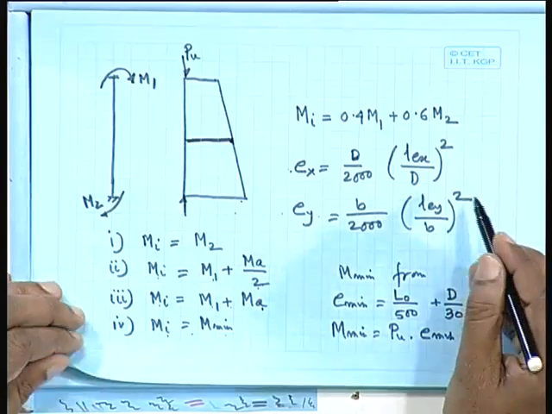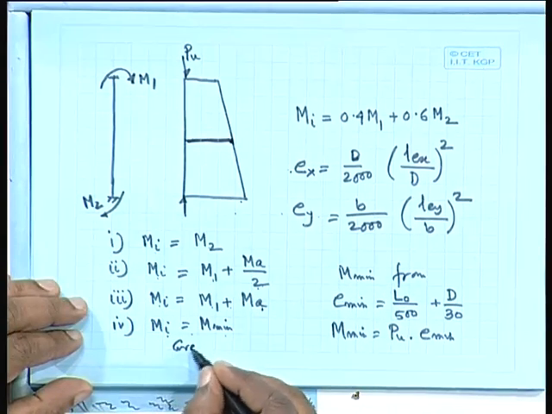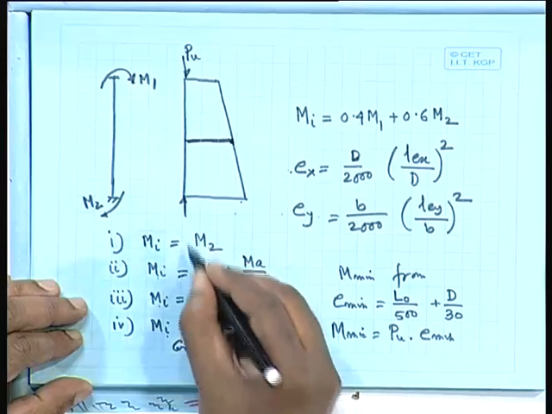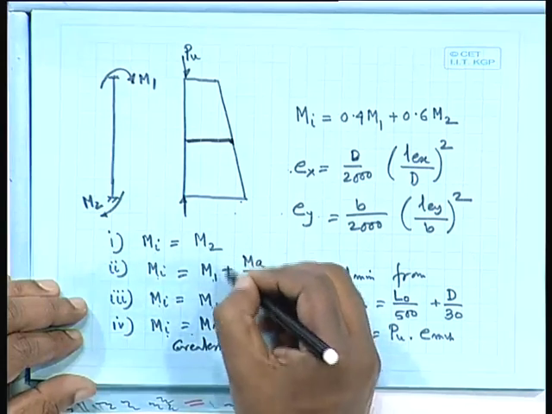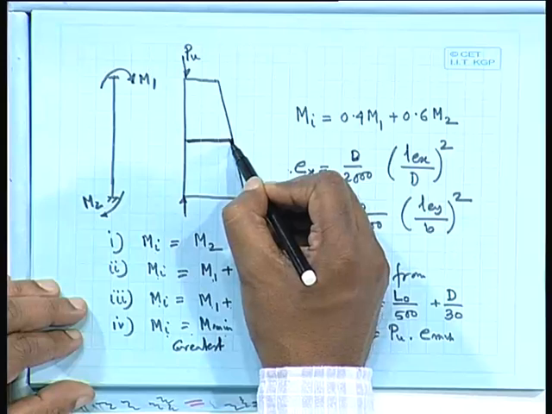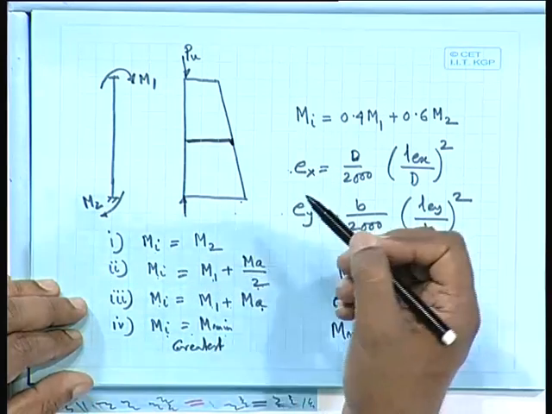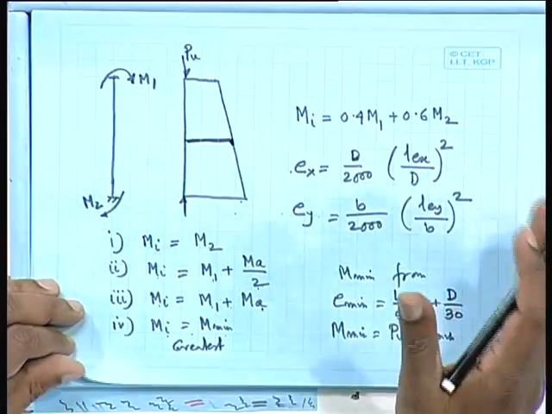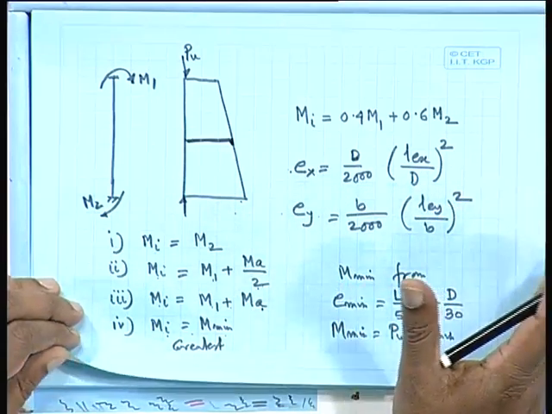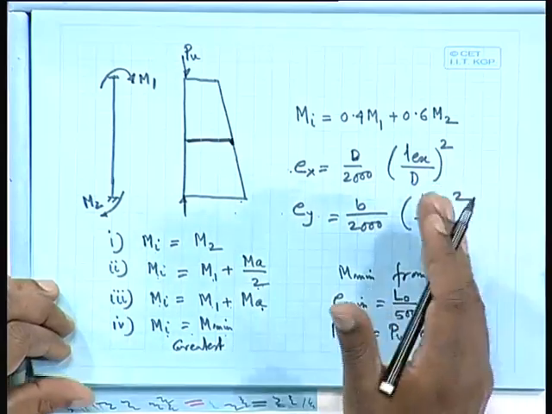Now the thing is, out of that we have to take the greatest one, the greatest out of these 4, and that is the moment we shall take. That means, the maximum one out of these 4 we are taking, and then the rest of the thing we shall do according to the design whatever we have done. Using SP16, we can find out the design.